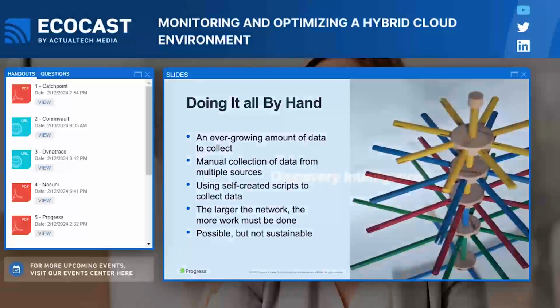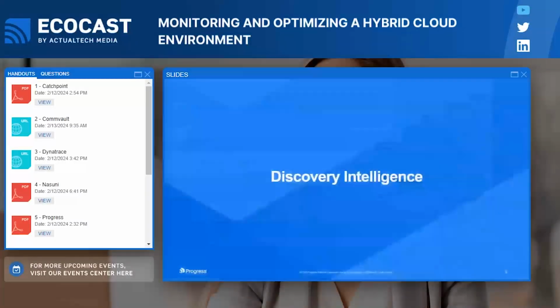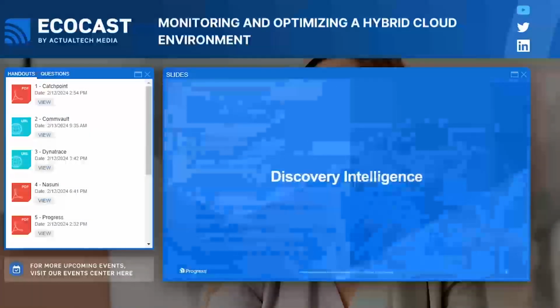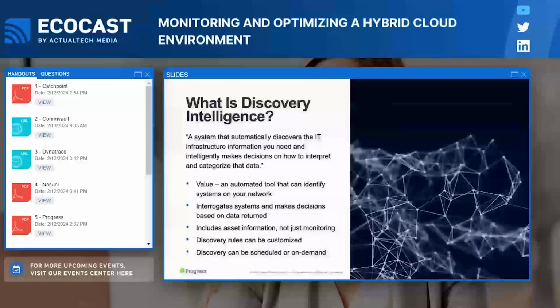So next up, I want to talk about discovery intelligence. Basically, discovery intelligence is a system that can make decisions for you, but also take input based on what you know about your systems. It's one thing to identify things automatically, but it's another thing to identify things automatically and apply all the proper monitoring information along with it, customized to your specific environment.